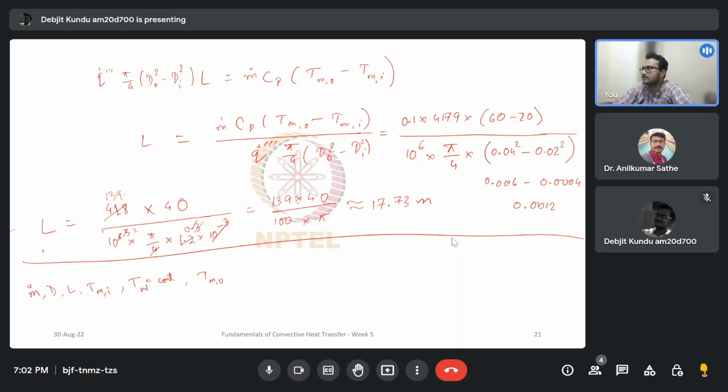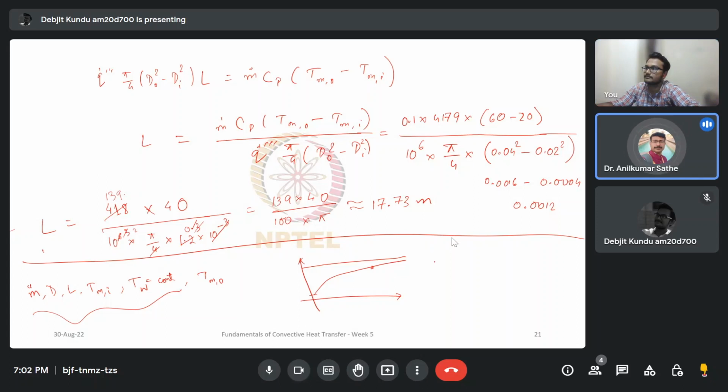So this is simple, right? Everything is given. It is a uniform wall temperature case, isn't it? Only a single value of surface temperature is given. So whatever temperature is given, this temperature is asked for.